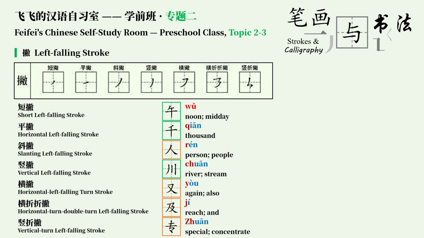Homework. Write each example character 五千人川右急专 20 times carefully, following the writing rules of each left fallen stroke we learned today. Pay attention to the different angles and lengths of the 7 left fallen strokes and note the strokes 捺 and 点 that will be covered in future lessons for the relevant characters.